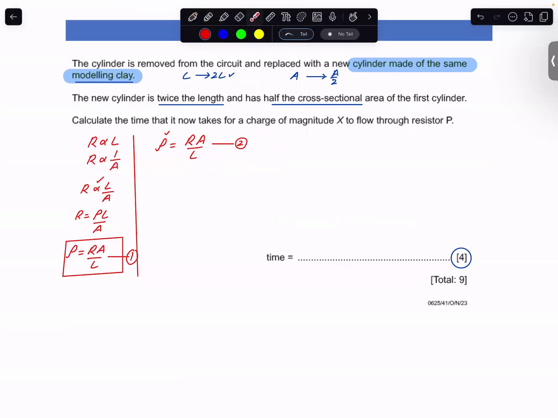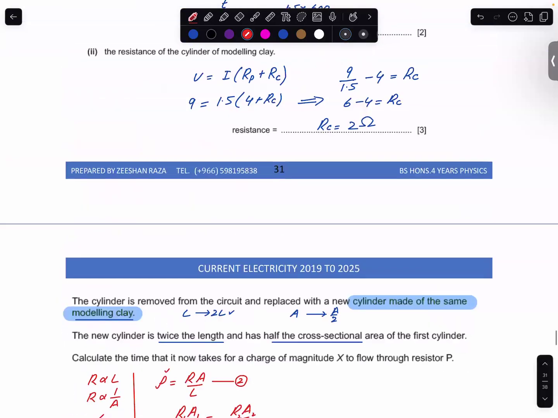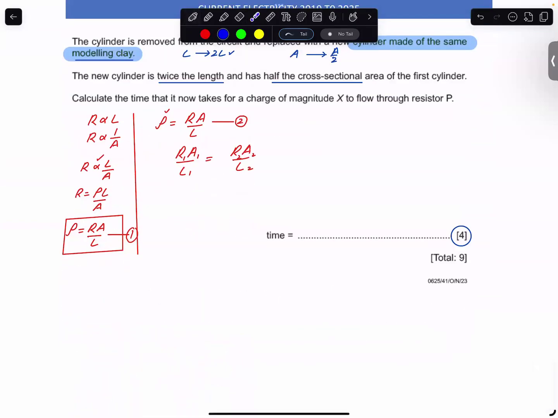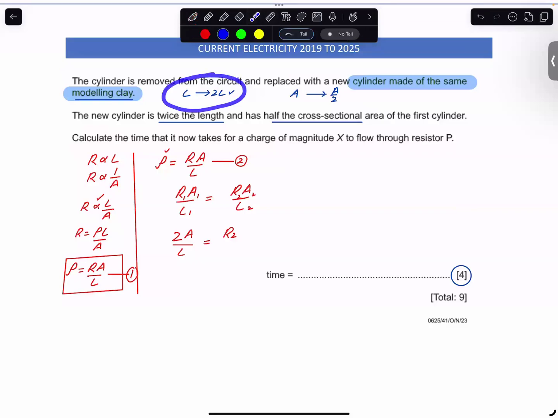In equation 1 and equation 2, the left-hand side of the equation is the same, so I can compare these equations as RA over L is equal to RA over L. Just to make a difference between these, I can write R1, area 1, length 1, and R2, area 2, length 2. We just calculated that the resistance before making a change was 2. So the resistance will be 2, area will be A, and length was L, right? The new resistance R2 we have to find after making these changes.